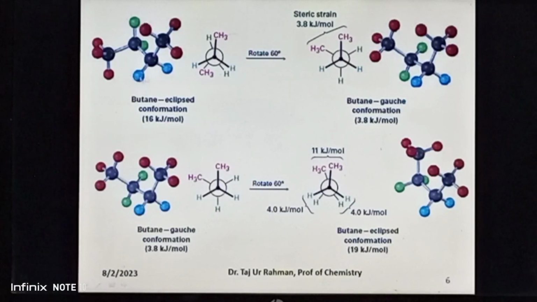These are the ball and stick models of the partially eclipsed and fully eclipsed conformers of butane molecule, and these two are the ball and stick models of the gauche staggered or skew conformers of butane molecule. These energy values indicate the energy barrier of rotations between these groups present on the front and rear carbons of these conformers of butane molecule.